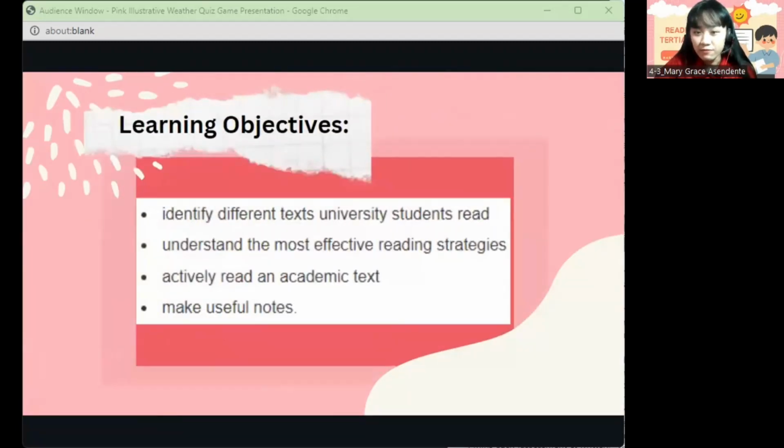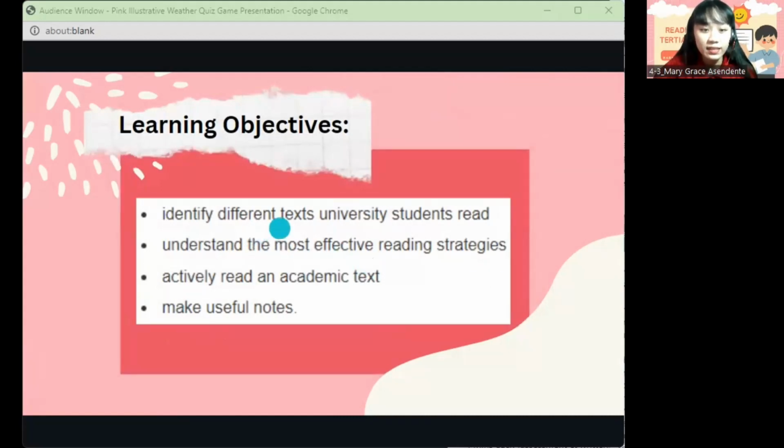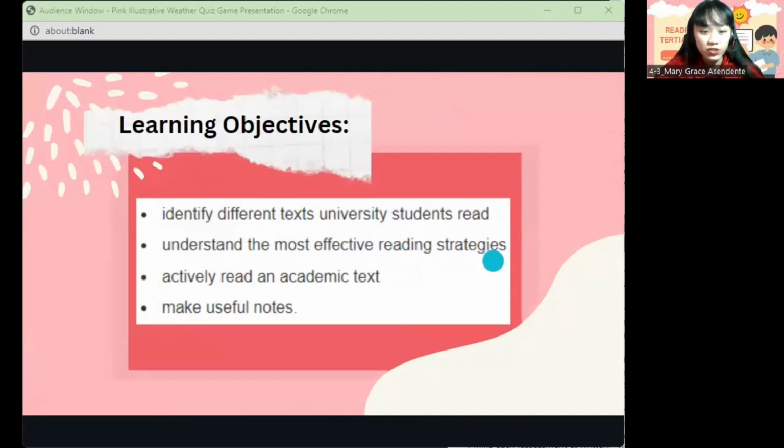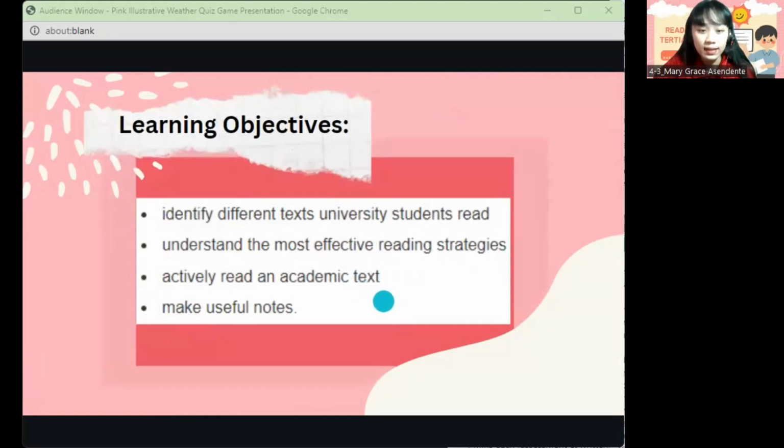The learning objectives of these written activities are the following. First, identify different texts university students read, understand the most effective reading strategies, actively read an academic text, and make useful notes.